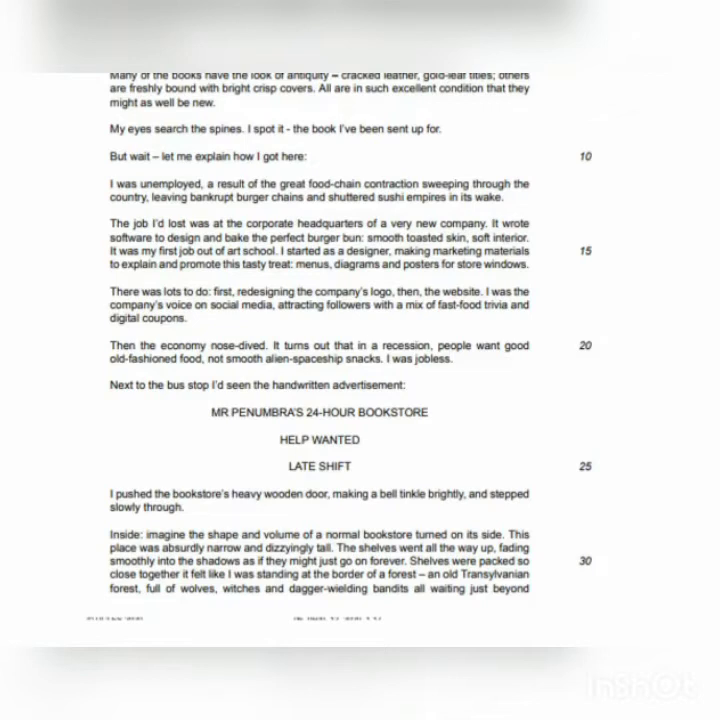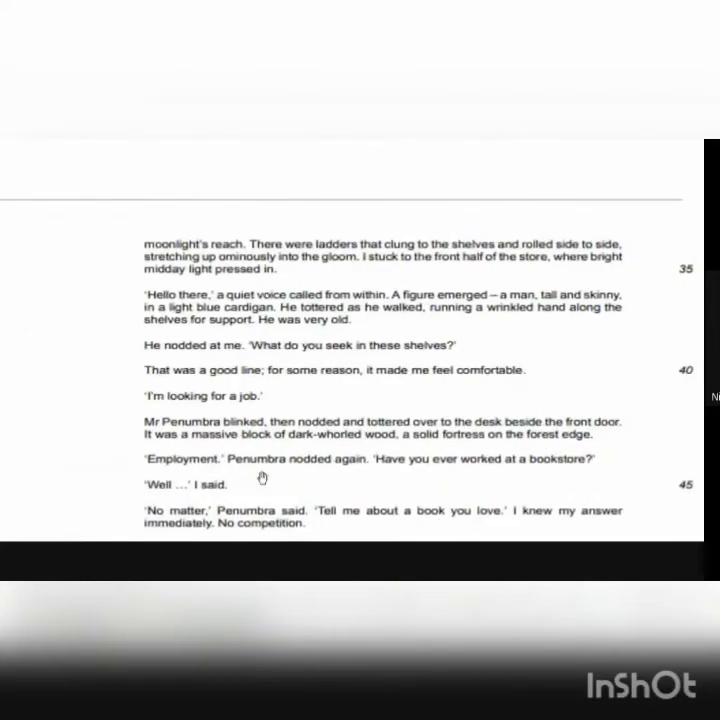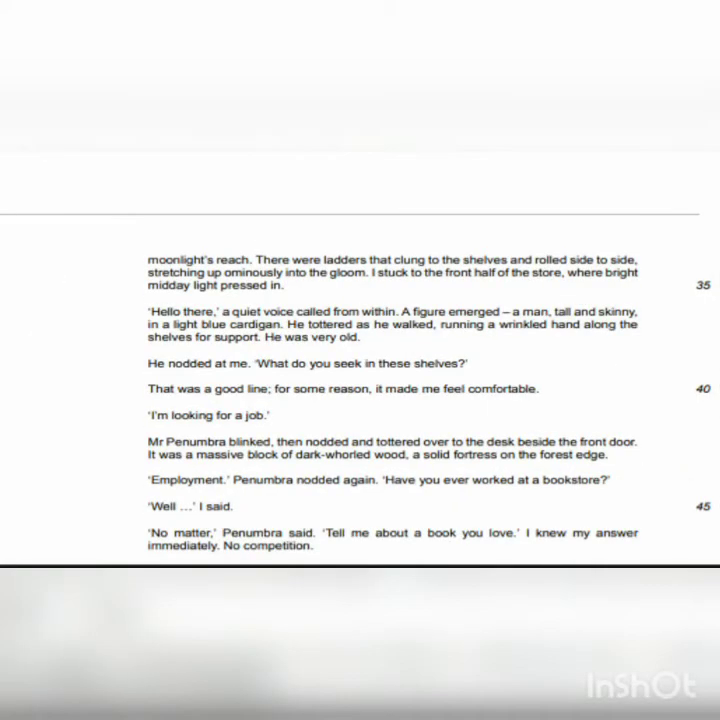Okay, miss. Coming to the third phrase after this, can you tell me the third phrase that you would select? Ladders that clung to the shelves and rolled side to side, stretching up ominously into the gloom. Yeah, that's correct. So there were ladders which clung to the shelves and rolled side to side, stretching up ominously into the gloom.